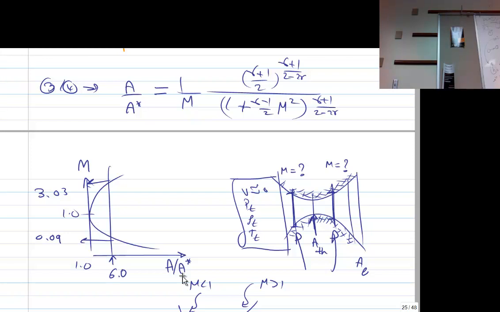But this equation is all we need right now. Just give me the area over area star, I can get the Mach number, and then I can get the pressure and the temperature.